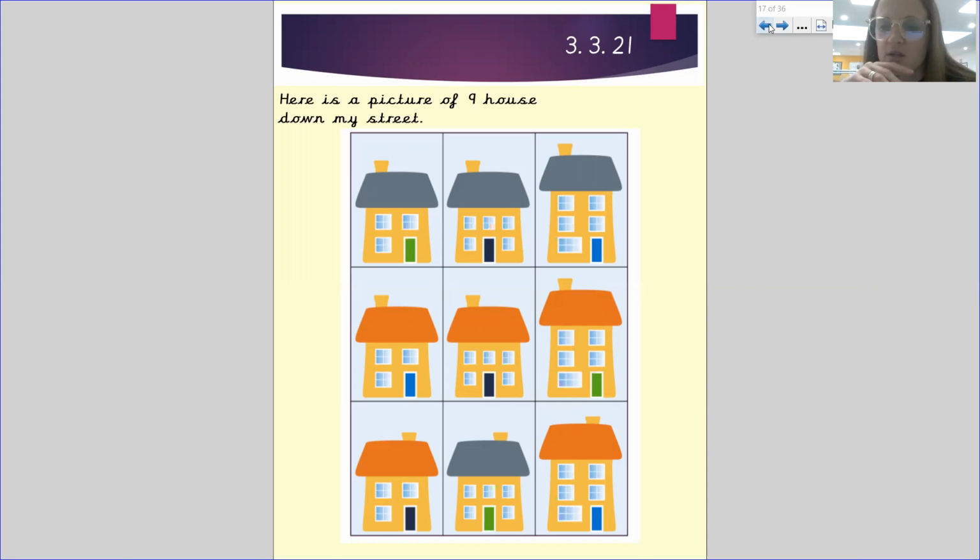How many groups can you put them into? What can you group them by? Do you group them by door color? Do you group them by height? Do you group them by windows? Do you group them by roof color? So you can tell me how many different ways you can sort these houses.